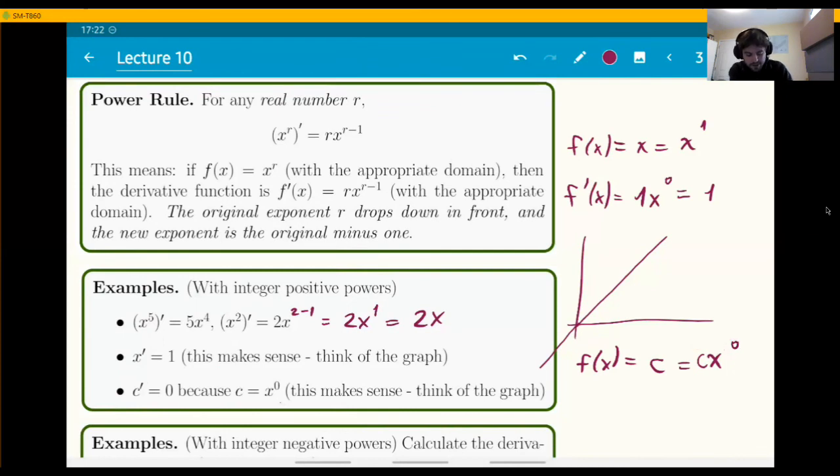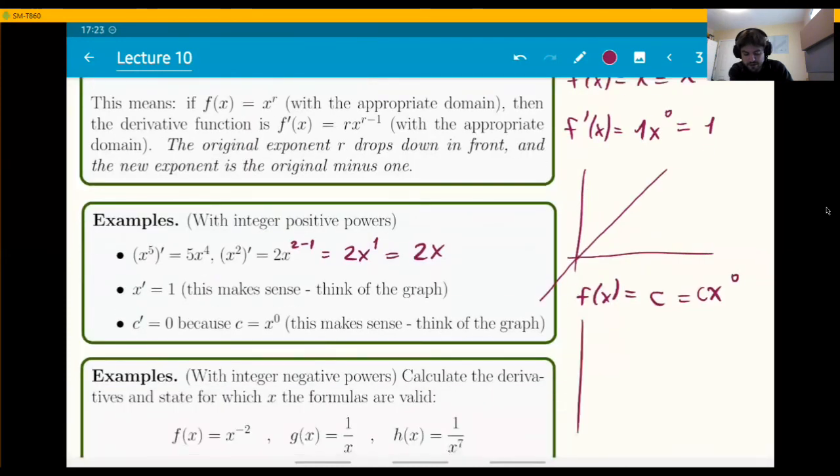Again, the same remark here. This makes sense. Think about the graph. The graph of a constant function is a horizontal line wherever that constant is. And the slope of this line is 0 everywhere. So these were some very simple examples.